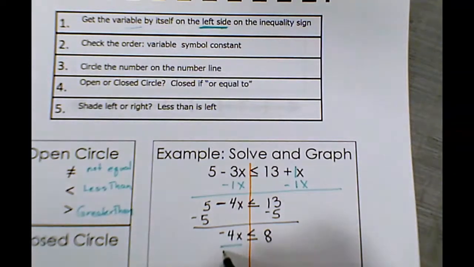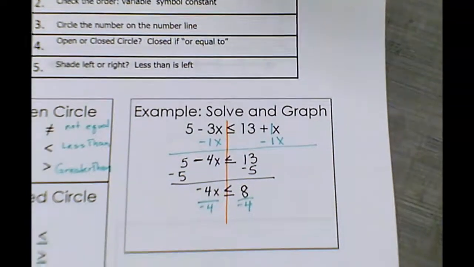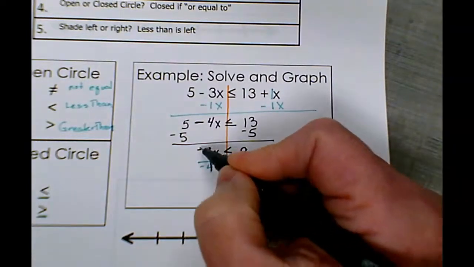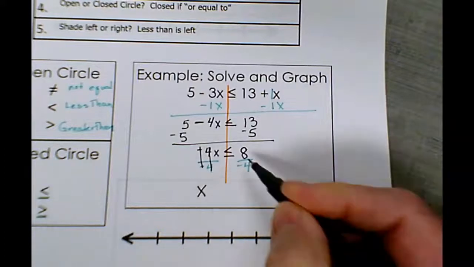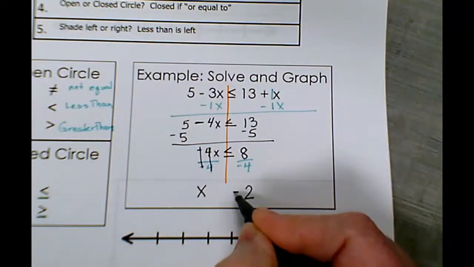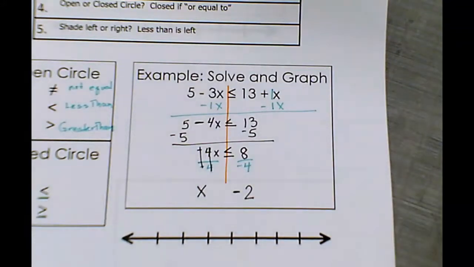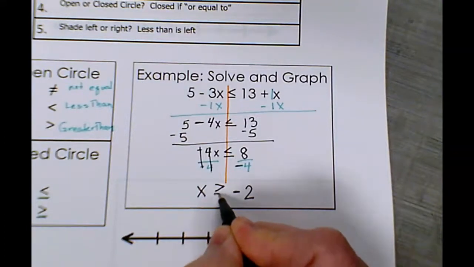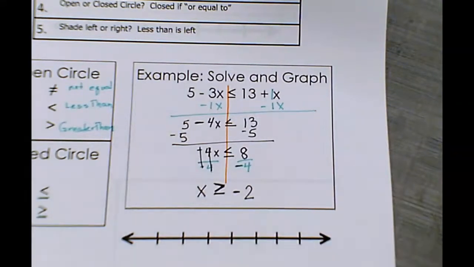and now I need to divide by negative 4, not just 4, because I need to cancel out, not just the 4, I need to cancel the 4 and the negative sign. 8 divided by 4 is 2. Positive divided by a negative is a negative. This is where the golden rule of inequalities comes in. When you divide by a negative number, it flips the sign. This less than sign is going to change to a greater than sign.